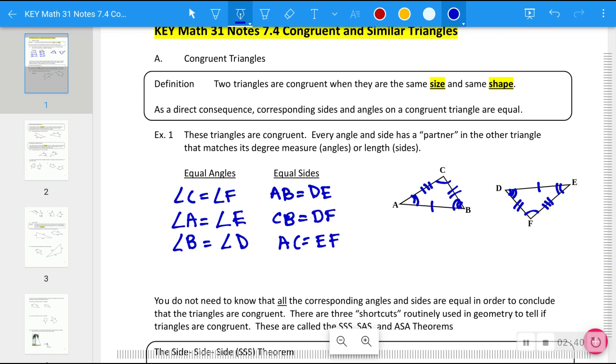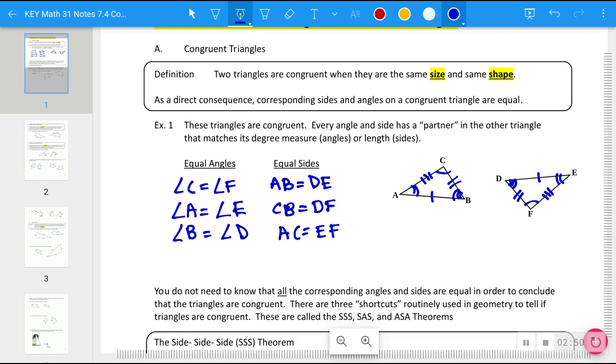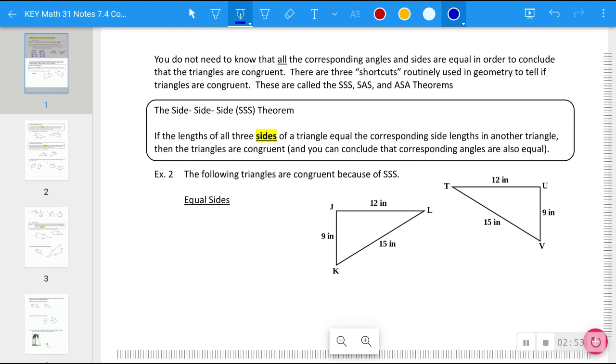Okay, so what we have here is three pairs of angles that are congruent or equal to each other, and three pairs of sides that are also equal or congruent. Now, there are some shortcuts here. You don't actually need to show all 6 of those pairs being equal to know that the triangles are congruent. And there's some shortcuts. One is to prove that all 3 sides of one are equal to all 3 sides of the other, at least they pair up. So if we can do that, then we can assume that the angles also work.